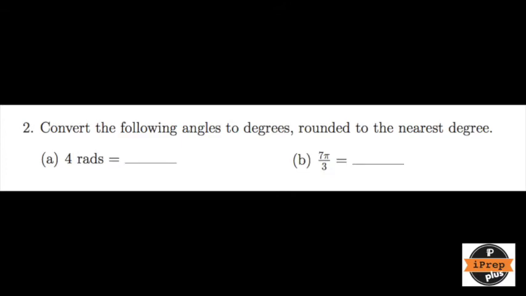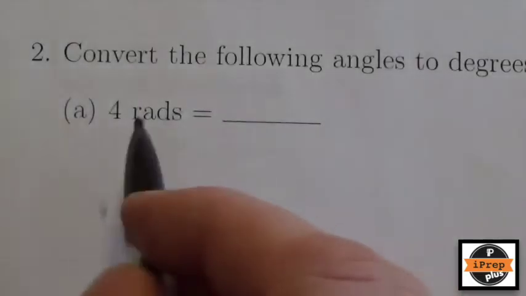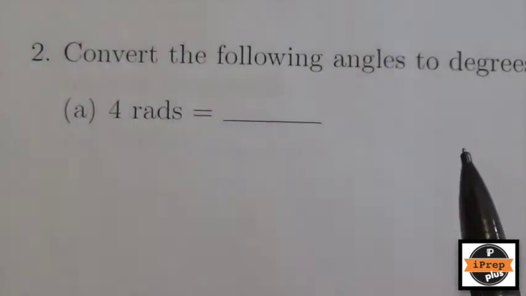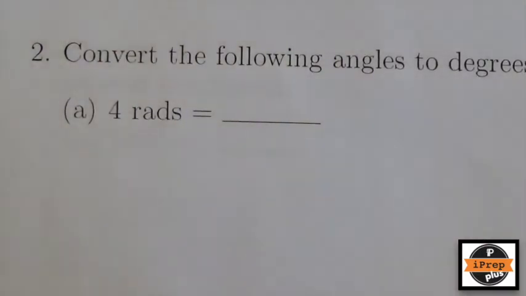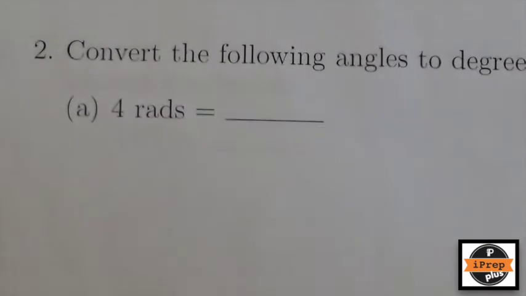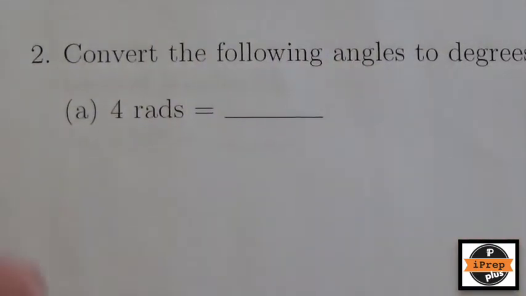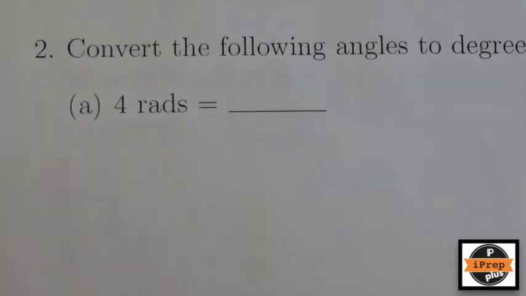Example 2. This question says, convert the following angles to degrees, rounded to the nearest degree. Now I'm going to do this a couple of different ways. First of all, we're going to take a quick look at the conversion factor, and this is important. Although I'm going to show you what is likely going to be considered a better way of doing this, there are lots of times where knowing that conversion factor and being able to incorporate it into a question is a huge benefit to us.